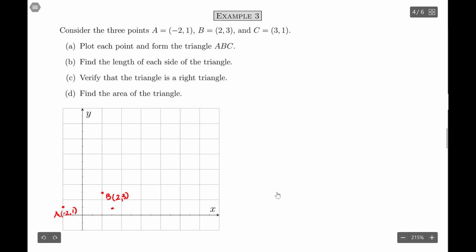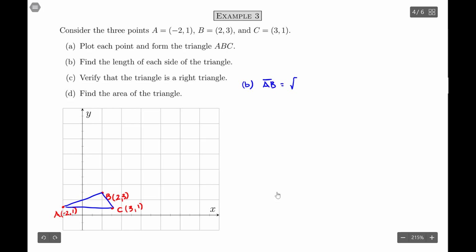I really should have given us a larger graph to work with. I can connect these dots, and I can see it does form a triangle. The question is asking us to first find the length of all 3 sides of the triangle, and then verify whether or not it's a right triangle. So we've done part A. We want to move on to part B, finding the length. Let's find the distance from A to B.